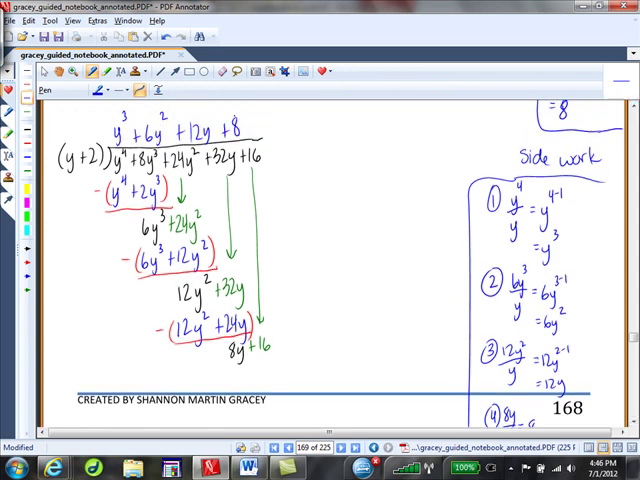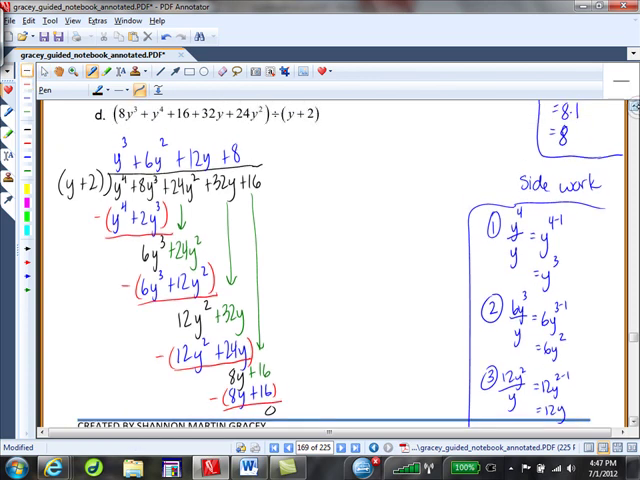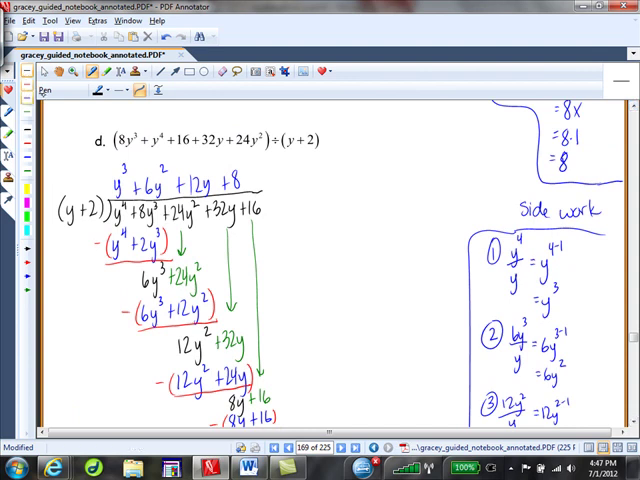So then I put that over here. 8 times y is 8y. 8 times positive 2 is positive 16. And then we subtract, and we again end up with a 0 remainder. So what we found out is that this division problem equals y cubed plus 6y squared plus 12y plus 8.